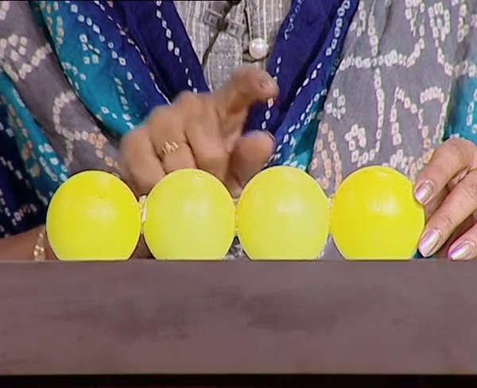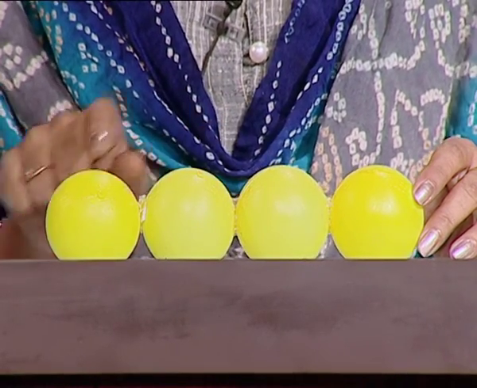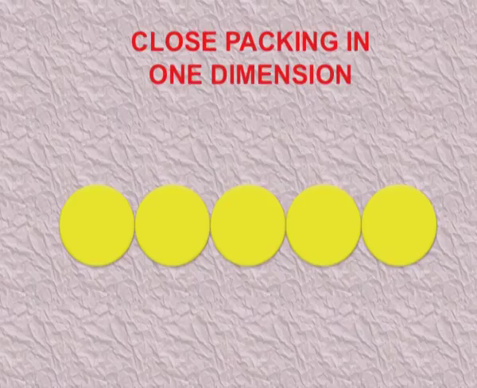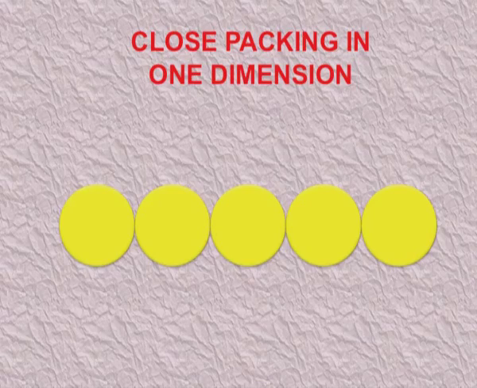What is this coordination number? The coordination number means the number of the touching spheres, that is the number of the nearest neighbors. Here its coordination number is 2 because it is touching these two atoms. So, in the single dimension or the one dimension packing, coordination number is 2. You can see the packing in one dimension. The atoms are arranged in one row.